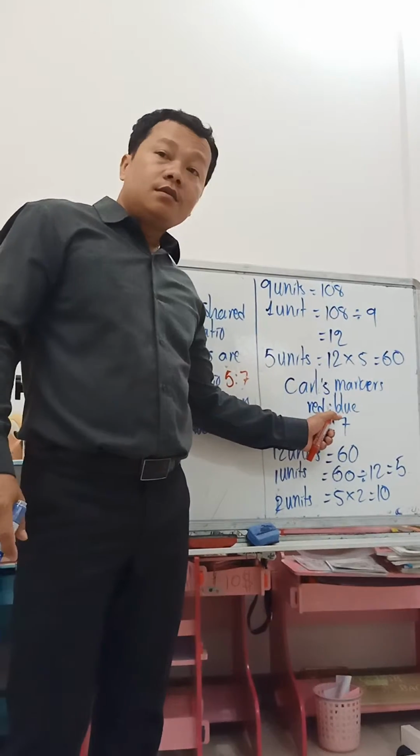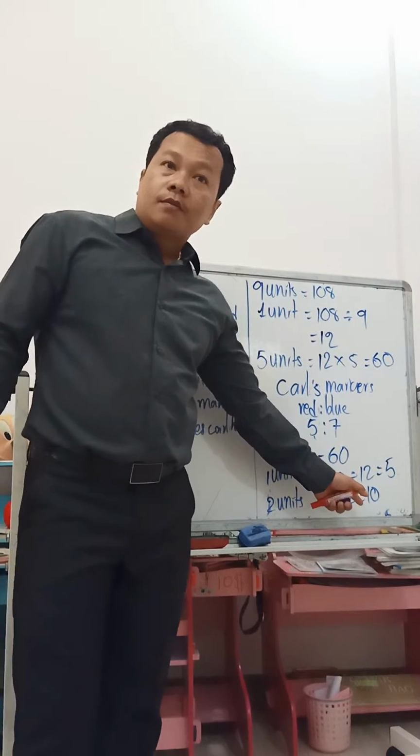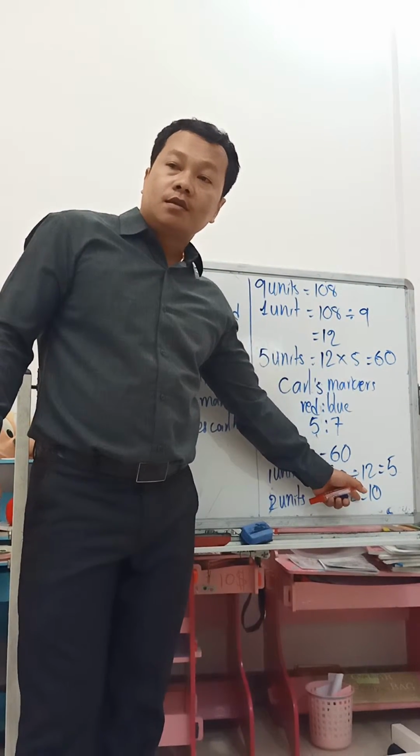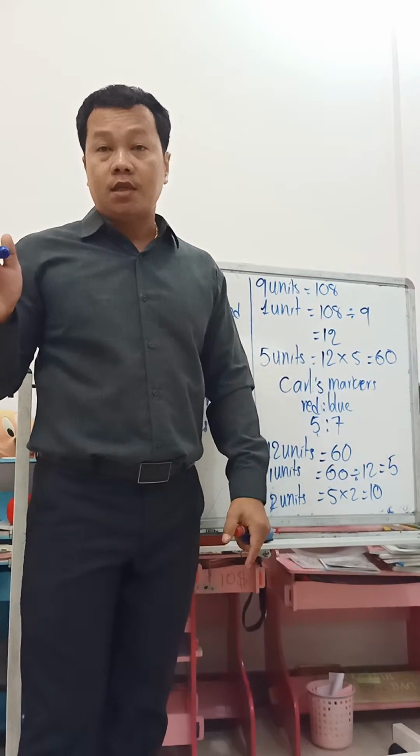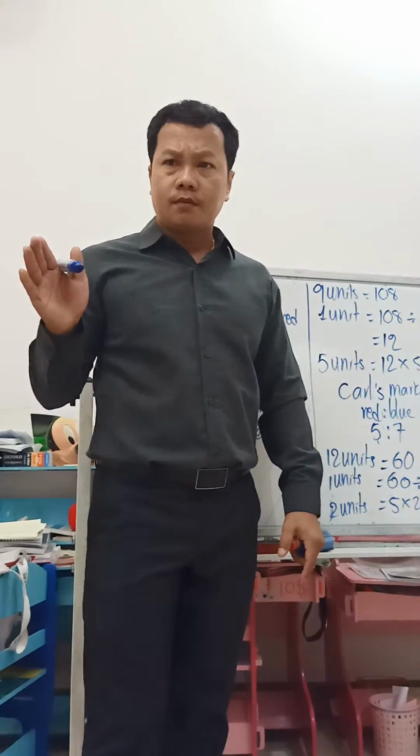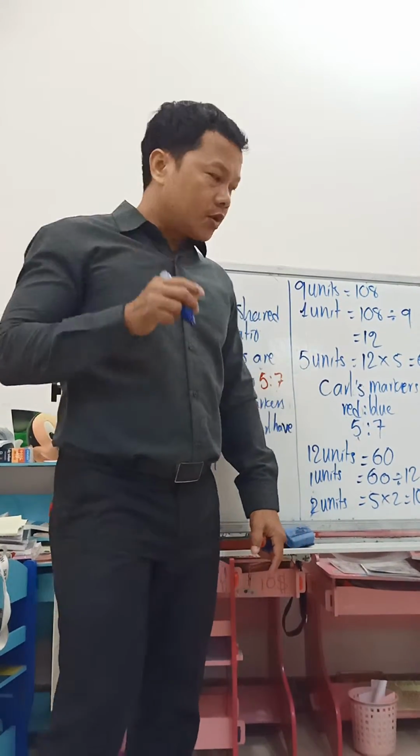So here, blue markers are more than red markers by how many? 10. So 10 blue markers more than red. Get it? You can check.